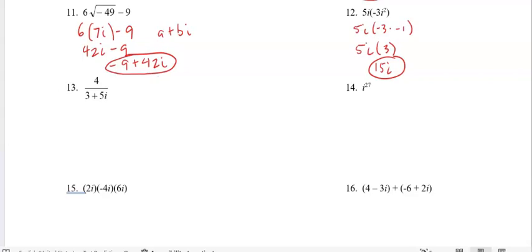For number 13, if you ever see a complex number in the denominator, then you're going to need to multiply by its conjugate, which means you just change the middle sign. I'm going to multiply by 3 minus 5i. Distributive property on the top, 4 times 3 is 12. 4 times -5i is -20i. You could do FOIL on the bottom. 3 times 3 is 9. 3 times -5i is -15i. And then 3 times +5i is +15i.